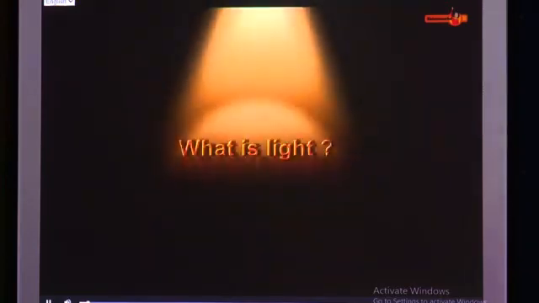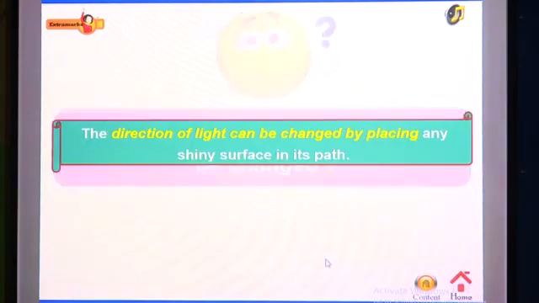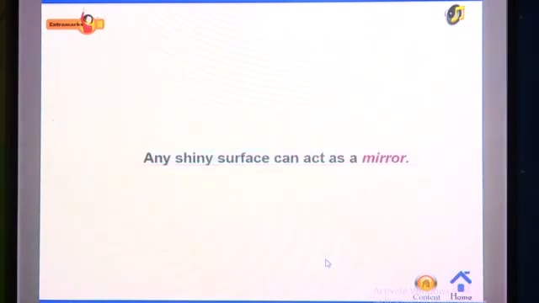What is light? Do you know how the path of light can be changed? The direction of light can be changed by placing any shiny surface in its path. Any shiny surface can act as a mirror.